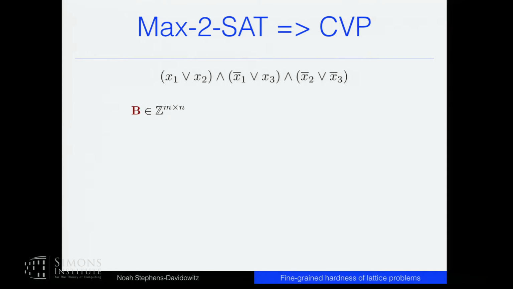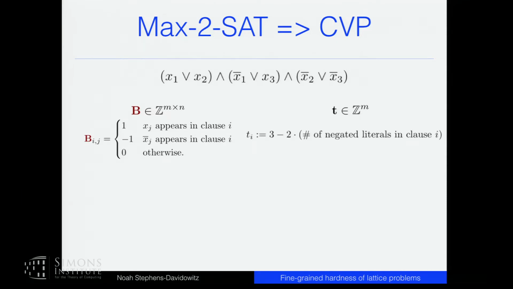Here's how I'm going to do that. I'm going to construct some basis and some target. And my basis is going to be the first basis you would think of. So in the ith row and the jth column, I'm going to put a 1 if x_j appears in the ith clause, and a -1 if not x_j appears in the ith clause, 0 otherwise. The target vector t_i is less obvious. I'm going to put 3 minus twice the number of negated literals in the clause. Not clear why that should work.